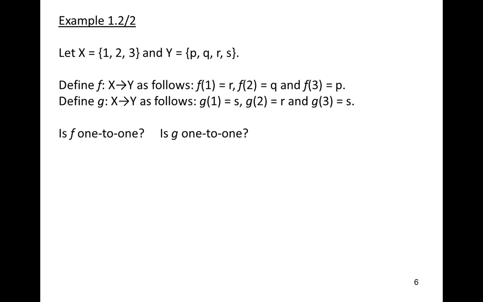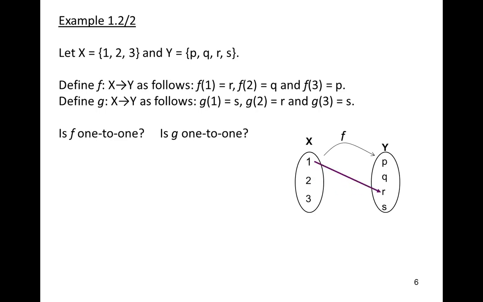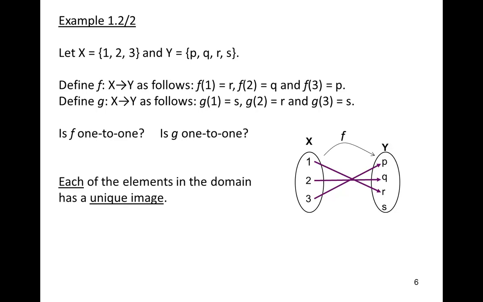In this example, we are given functions f and g presented as f(x) equal to some image. It is helpful, but not necessary, to use the arrow diagram. For function f, 1 gets mapped to r, 2 gets mapped to q, 3 gets mapped to p. We note that each input has a unique image. Therefore, f is one-to-one.